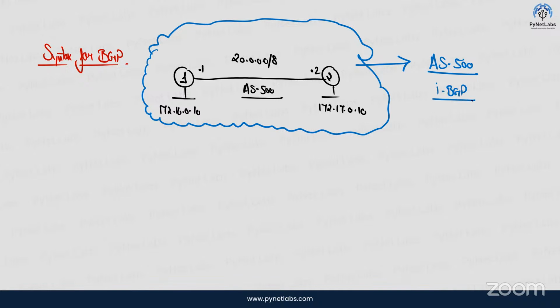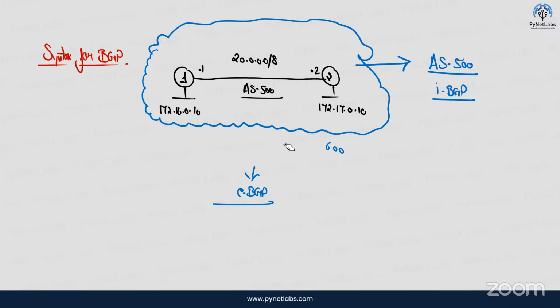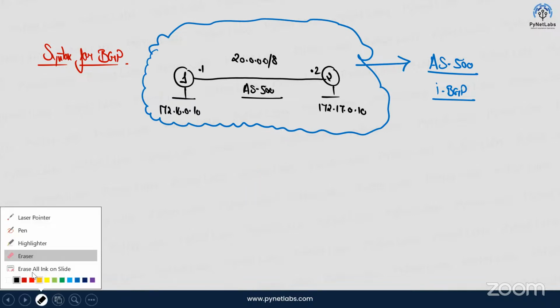But suppose router number 2 is in another AS. Suppose router 1 is in AS 500 and router number 2 is in AS 600. That means it's a different AS, and if you want to make two different ASes communicate, you are definitely going to use eBGP. That is the difference between iBGP and eBGP. As of now, we will be checking with iBGP, so we are assuming that both routers reside within the same AS.